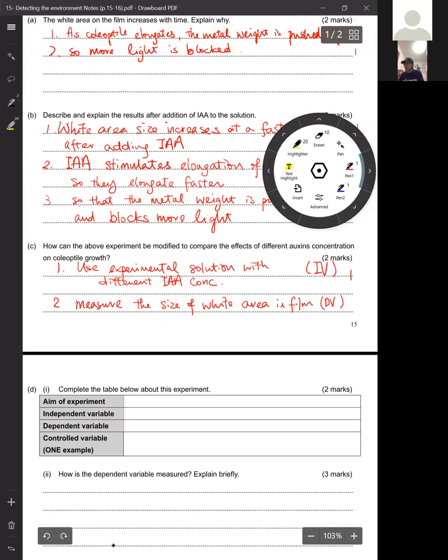Imagine this. I use a low IAA concentration and a high IAA concentration. You expect the high IAA concentration would give you a larger white area, right? But what if I use a low concentration of IAA and measure the area after 10 minutes, then use a high concentration of IAA and measure the size of the white area after 1 minute? That's not fair, right? When you compare this white area, you need to compare at the same time.